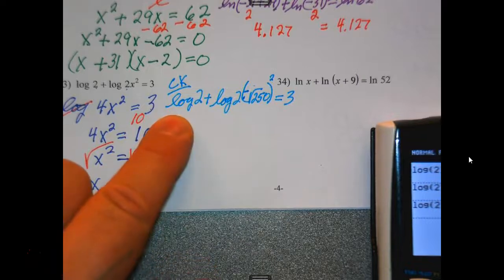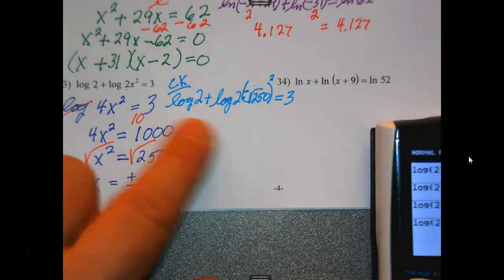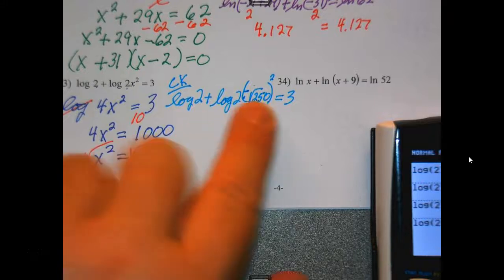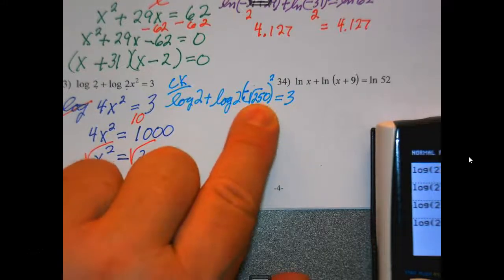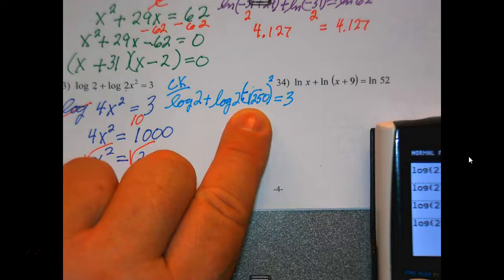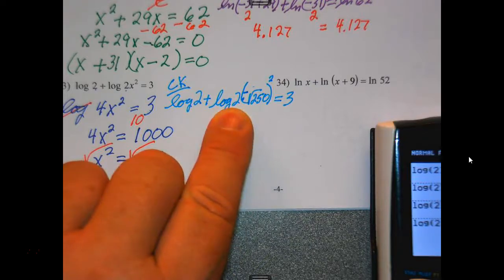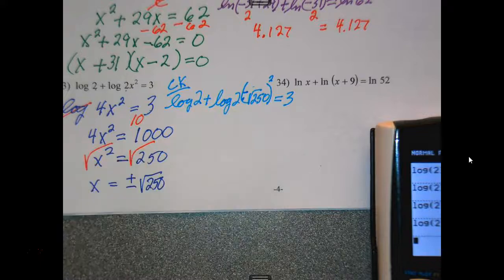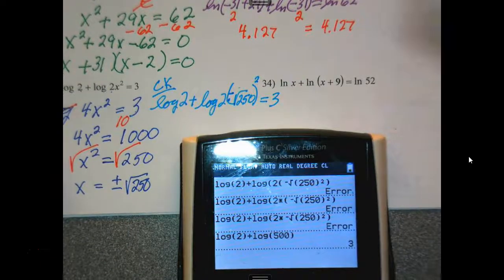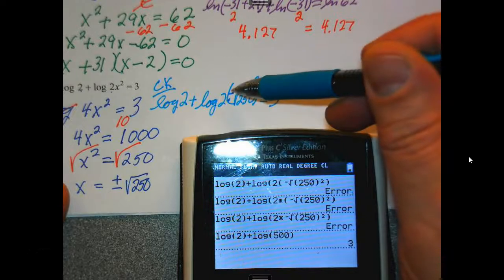It should be log 2 plus log, let's see, negative 250, square root of 250 squared is 250 times 2 is 500. 3. Somehow I'm typing this in wrong. Yeah, I don't know why it's not working.